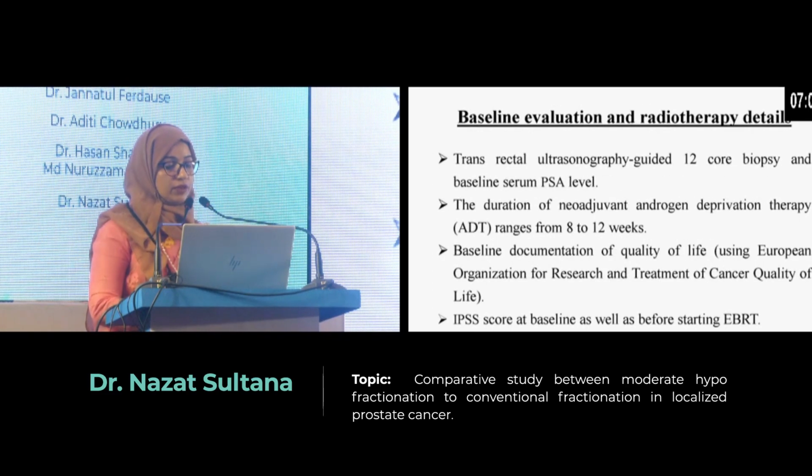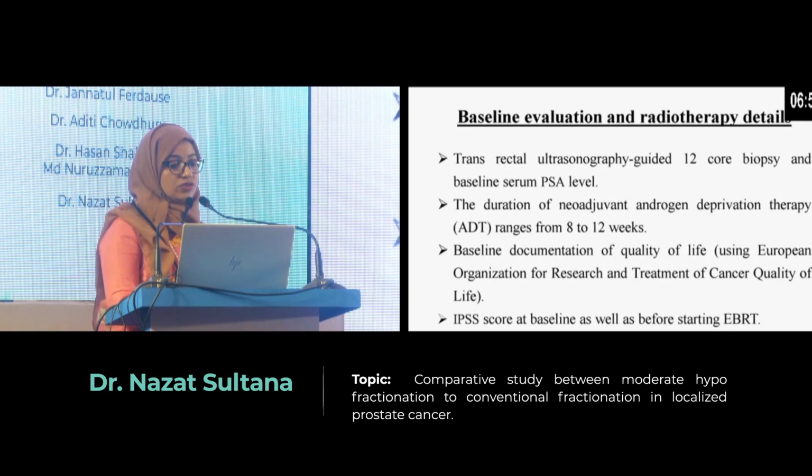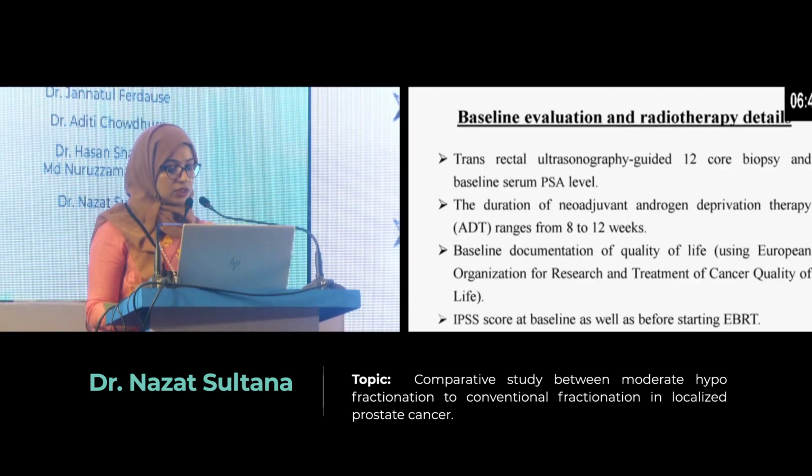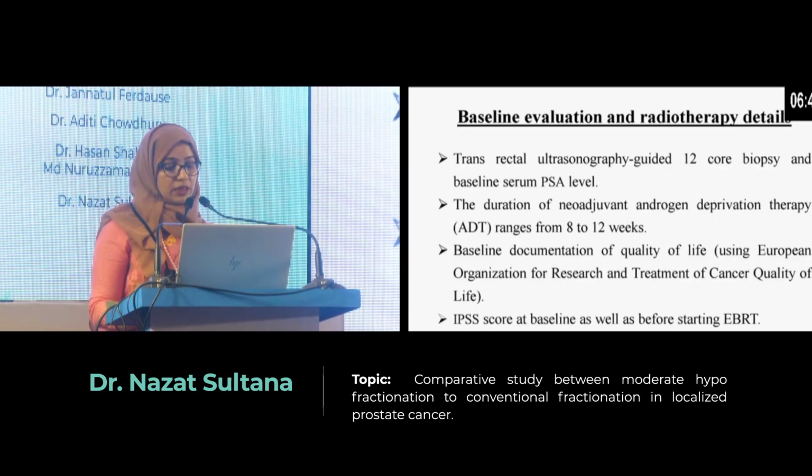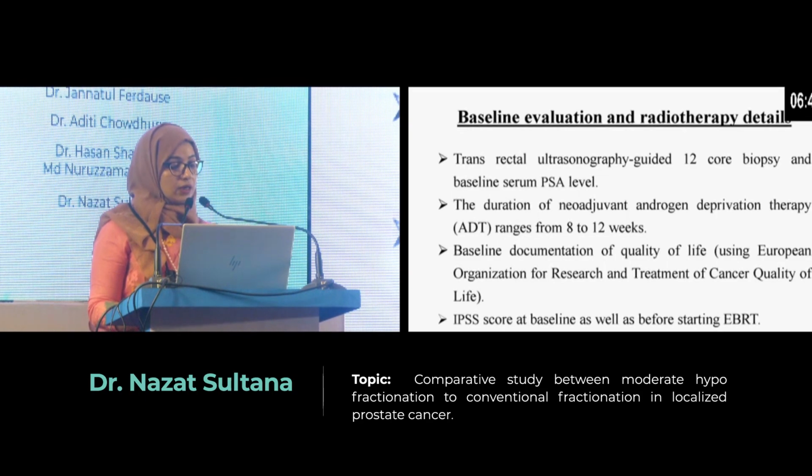Now the baseline evaluation, what was done: transrectal ultrasound guided 12-core biopsy with baseline serum PSA level. Total duration of neoadjuvant ADT ranges from 8 to 12 weeks, and baseline documentation of the quality of life and the IPSS score was done before the starting of radiotherapy.